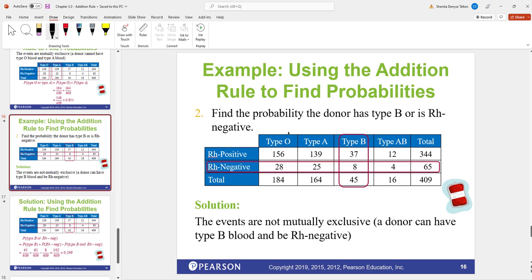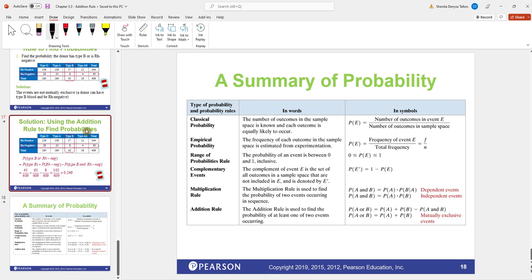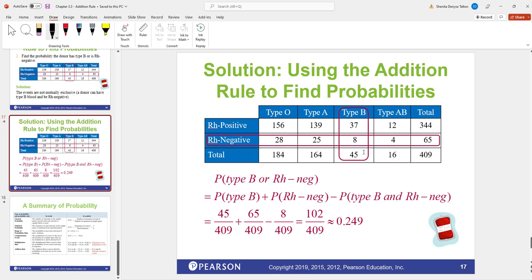The next example says find the probability that the donor has type B or is Rh negative. Well, you can be B negative. That's what Rh negative means. So you can be a B and you can be negative. So these are not mutually exclusive because they can occur at the same time. The probability that you are type B is 45 out of 409. The probability that you're negative is 65 out of 409. But then you got to subtract off the intersection, and the intersection occurs right here. So you will have to subtract off 8 out of 409. You get 102 divided by 409 and you get 0.249.